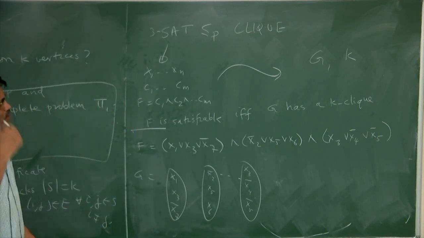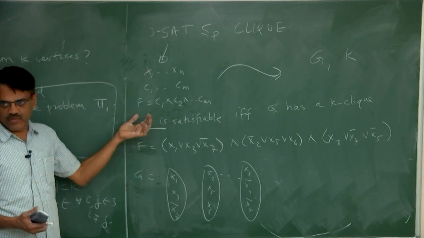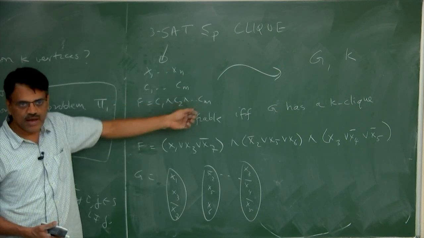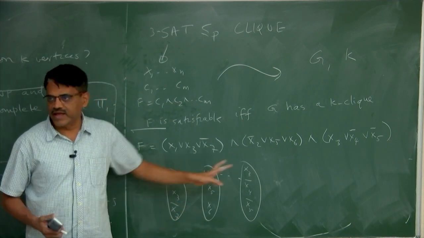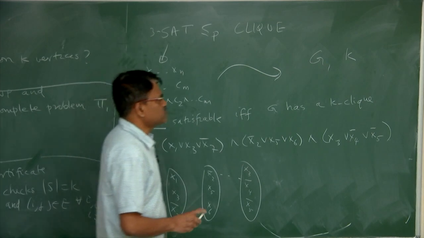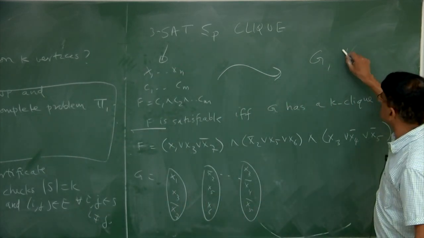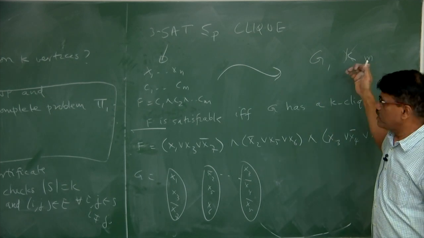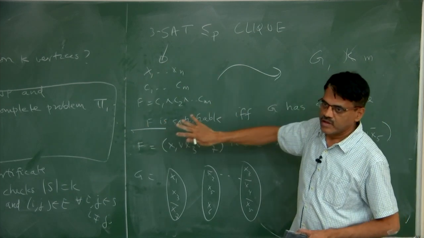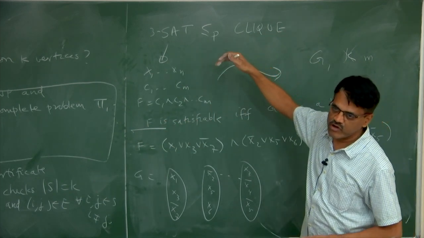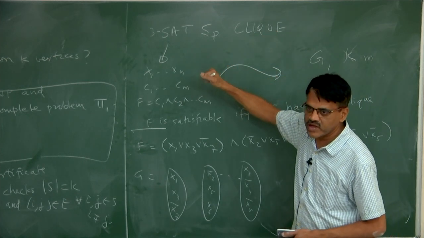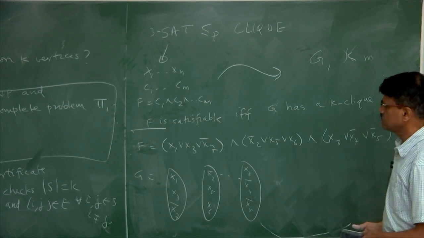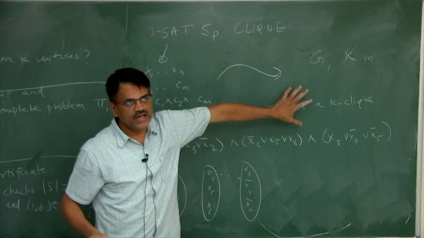And what is my intuition? I want to say that if this is satisfiable, whoever is satisfying C1, whoever is satisfying C2 and Cm, I want to pick them all and get a clique out of them. So, this suggests what should be my K: M. Remember, this is your choice. You have to produce this from here. That is your polynomial time deterministic Turing machine, or your function f, which is transforming an instance from here to here. So, I want to construct a graph G such that this is satisfiable if and only if that has an M-clique.